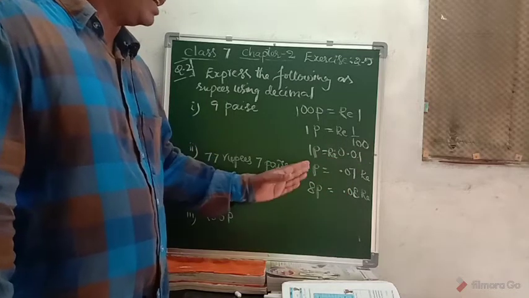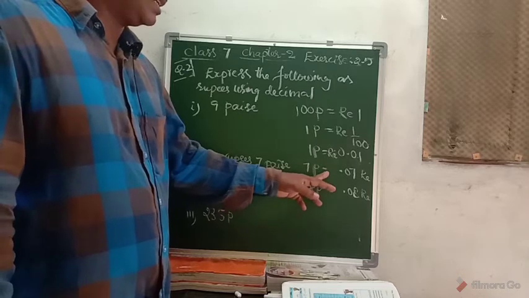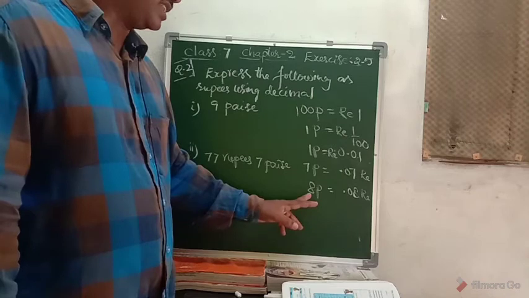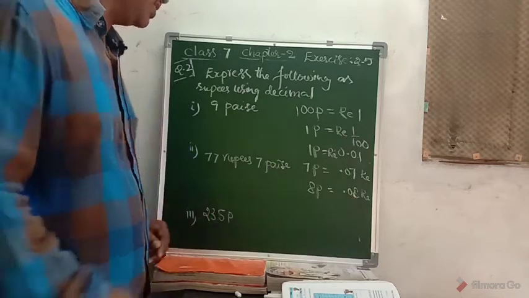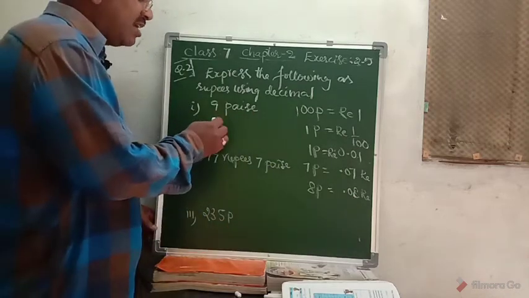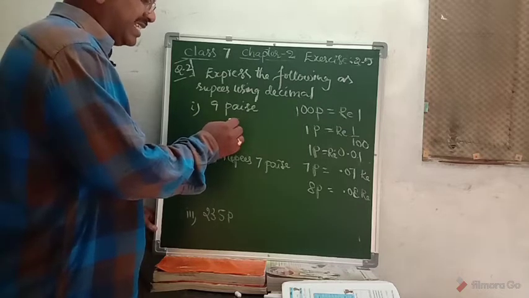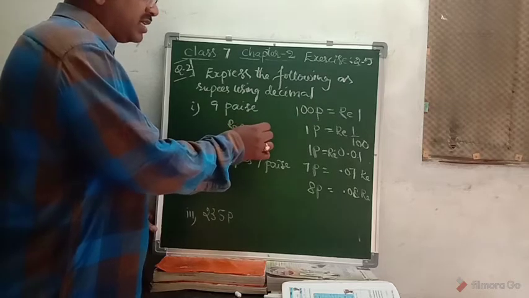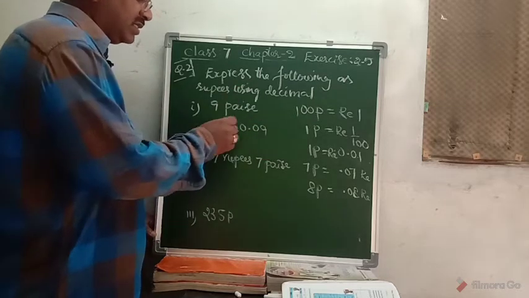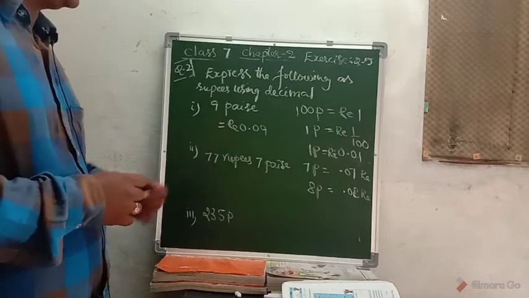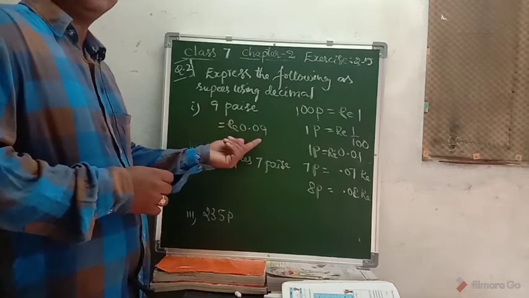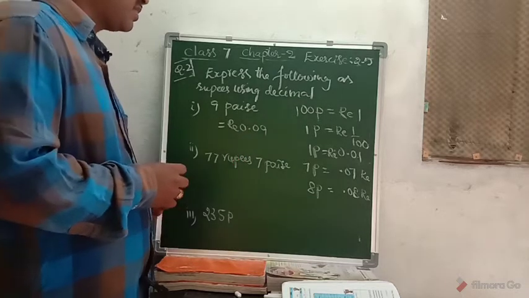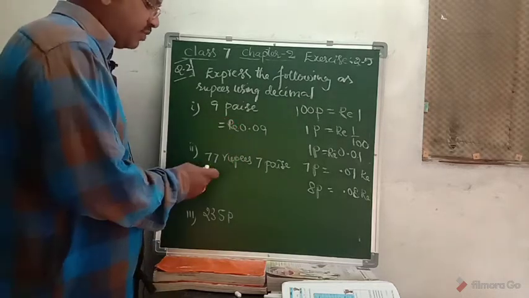0.01 rupees. Now, 7 paise can be written as 0.07 rupees, as well as 8 paise as 0.08 rupees. Here comes 9 paise. This is also like that: 9 paise is equal to rupees 0.09. So this is how 9 paise is expressed as a decimal number.